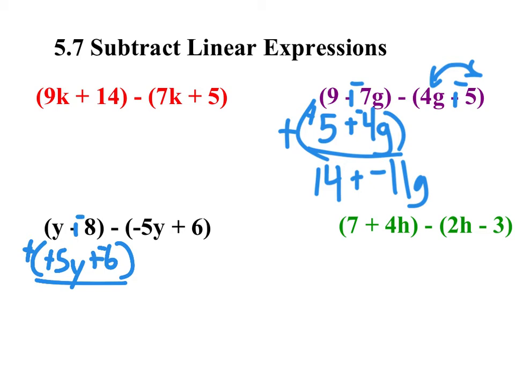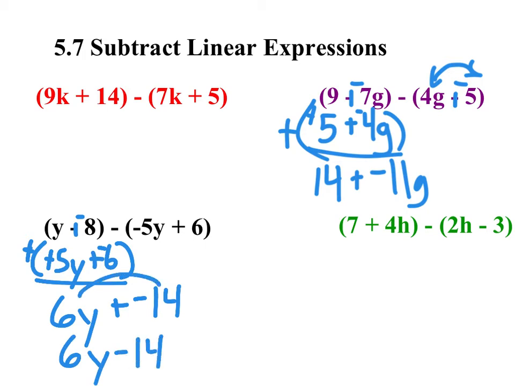The y's have the same sign. 5y plus another y is 6y's. And negative 8 plus negative 6, they have the same sign, so that'd be negative 14. And of course, remember, this could be written as 6y minus 14. You could use the commutative property and write it negative 14 plus 6y. There's a number of different ways it could look.